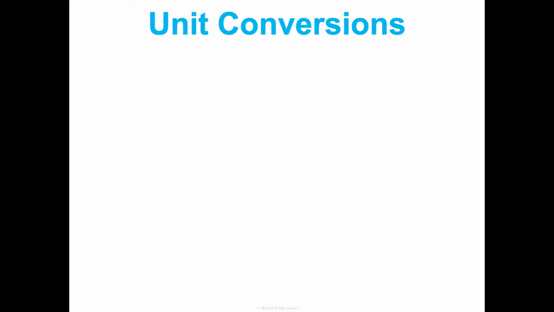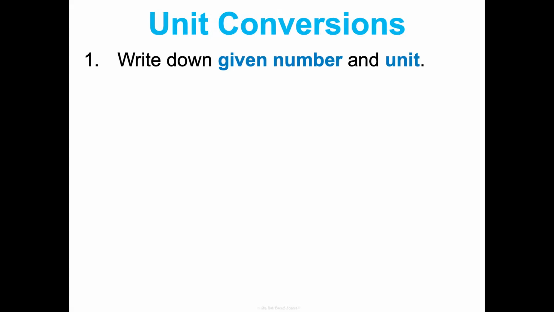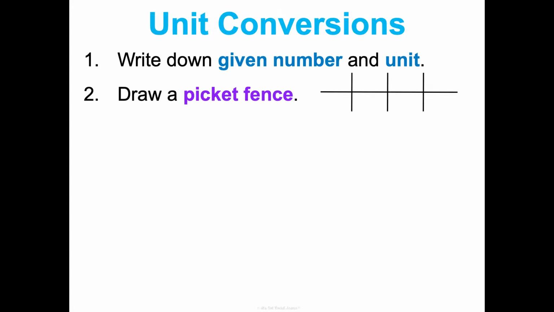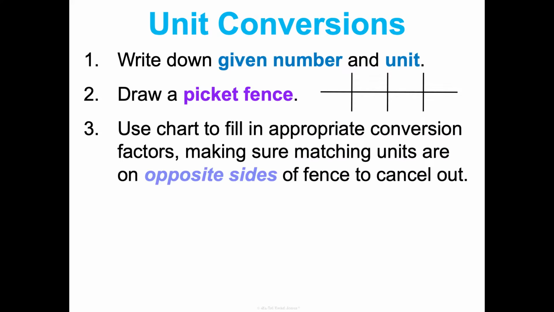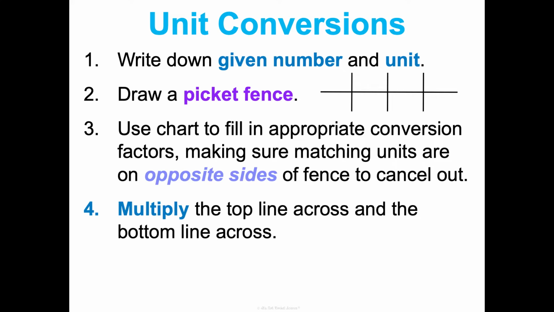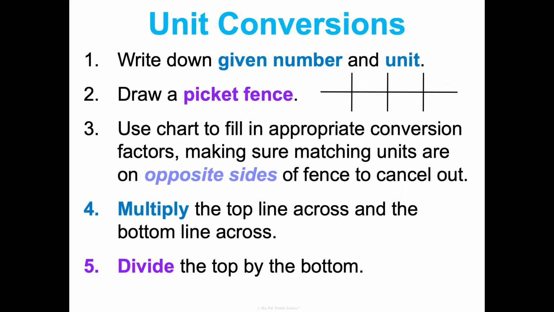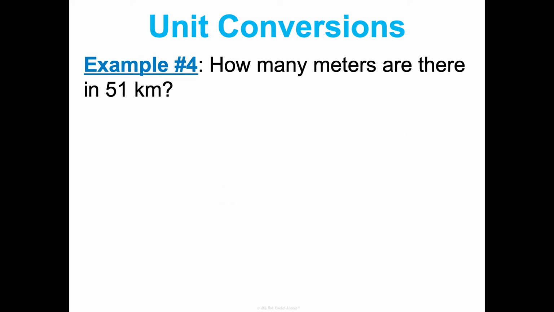Okay, so here's how we do it. There's a process we can walk through every single time. You write down the given number and unit, and then you're going to draw a picket fence, something like this. And then you're going to use a chart that I'm going to give you on a reference sheet of conversion factors and figure out which ones you need. And you're going to put those on opposite ends. You want the units to be opposite so that they'll cancel out, because we're basically doing a big multiplication problem here. Then you'll multiply across the top and bottom, and then you'll divide, and that's how you're going to get your answer. Okay, this is a lot easier seen in practice. So let's put it to practice.